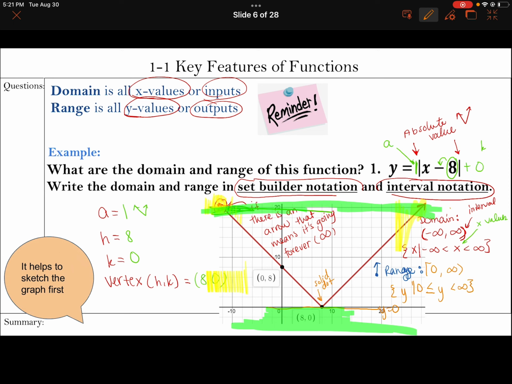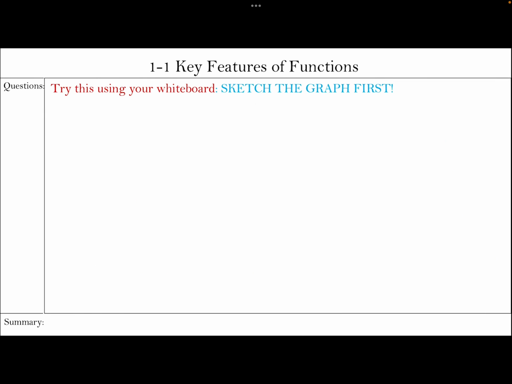Okay, so this will be your answer. I'm using y because range are all my y values. If you have any questions, please leave it in the comment. All right, let's go on.